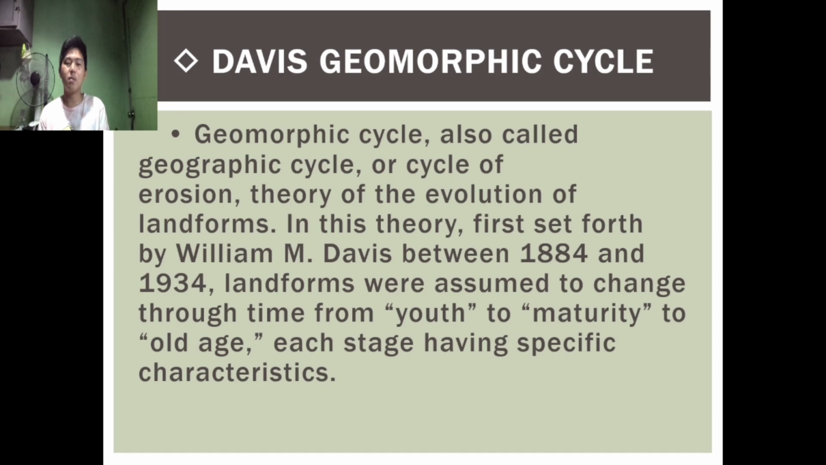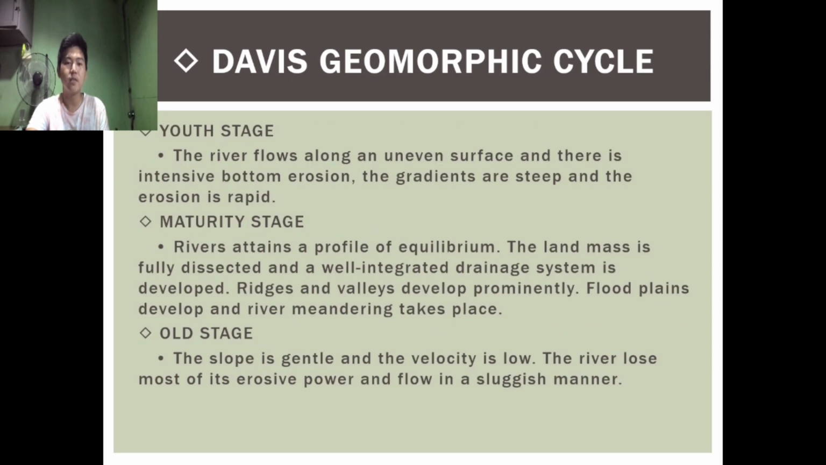So, ang pasabot ni William M. Davis kay each stage kay na siya specific characteristics, which is youth stage, maturity stage, and old age. Youth stage. The river flows along an uneven surface and there is an intensive bottom erosion. The gradients are steep and the erosion is rapid.